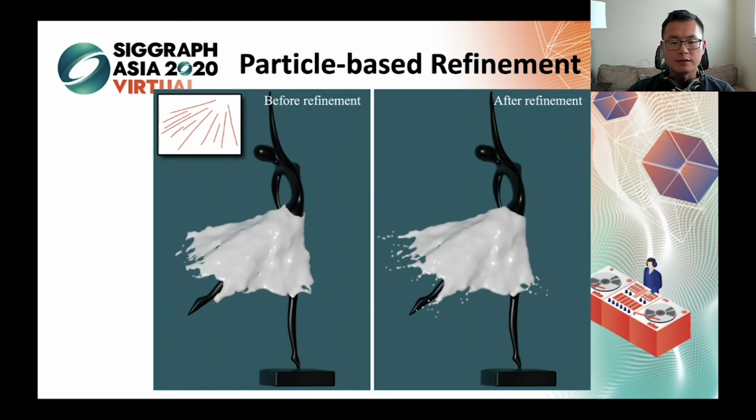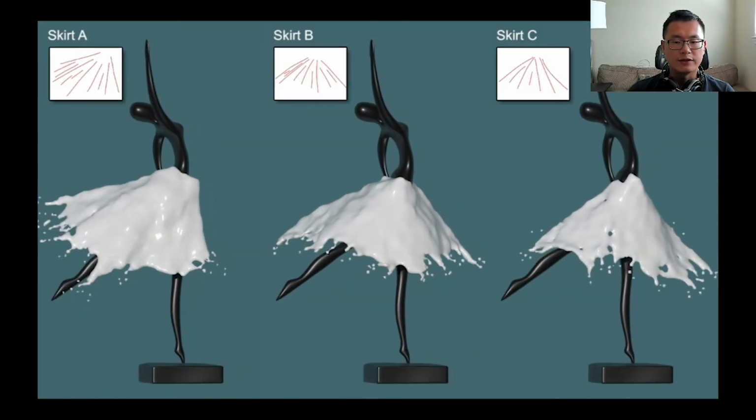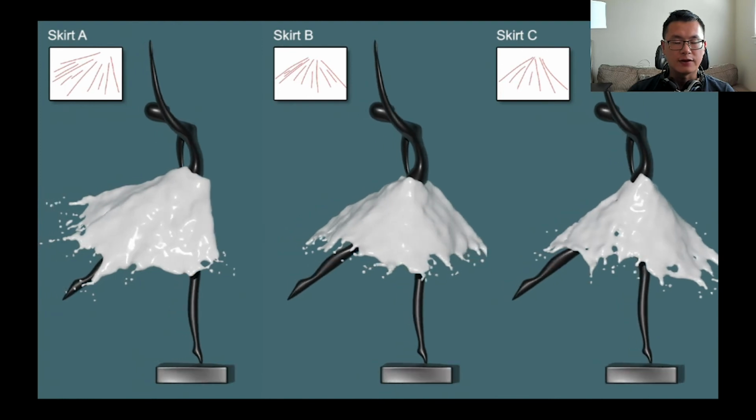Here's another result of the milk skirt. On the left, we have the result before the refinement. And on the right, we have the result after the refinement. You can see those new particles added as extra details. Here's a comparison of different milk skirt created from different strokes.